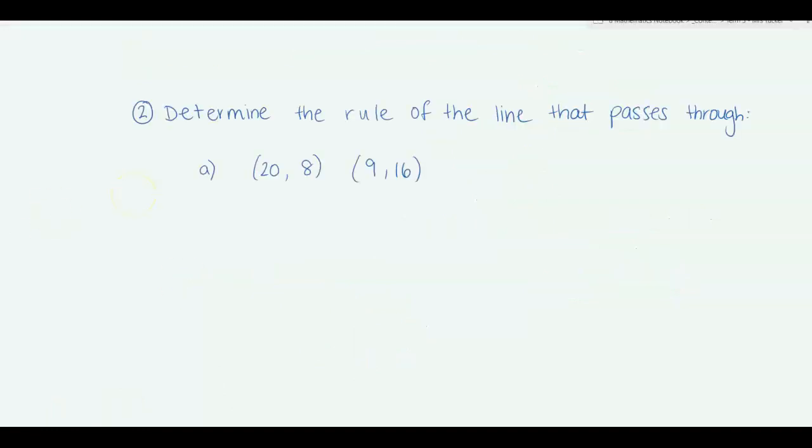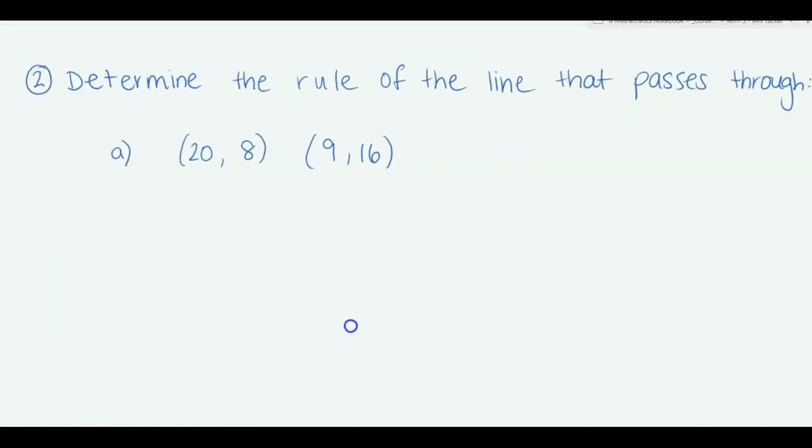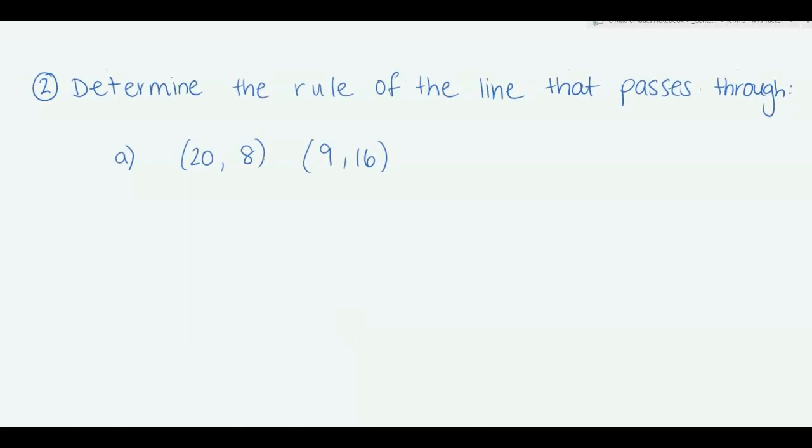Okay, so switching gears a little bit back to straight line graphing. Determine the rule of the line that passes through the points (20, 8) and (9, 16). Okay, what is the generic formula for the rule of a straight line? Naomi. y equals mx plus c.